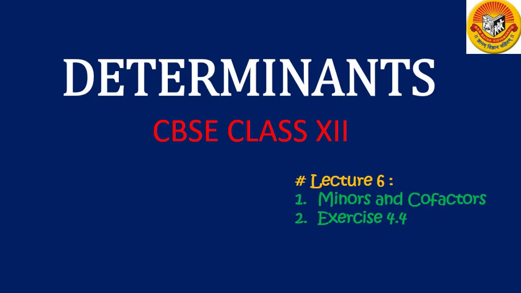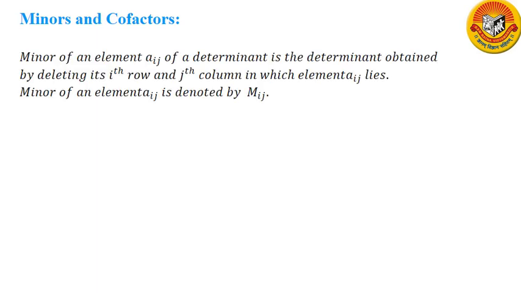So let us start with minors and cofactors. Now we will first see minors. The minor of an element Aij of a determinant is a determinant obtained by deleting its ith row and jth column in which element Aij lies. The minor of an element Aij is denoted by Mij. So a minor is nothing but also a determinant which we obtain by deleting the ith row and jth column.